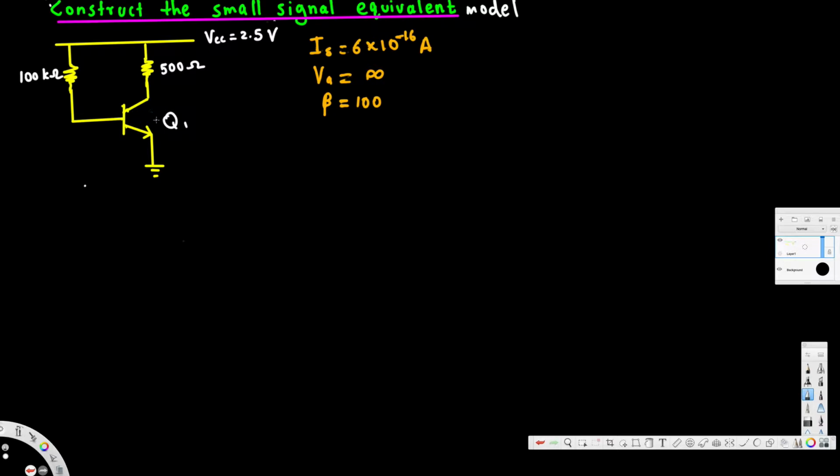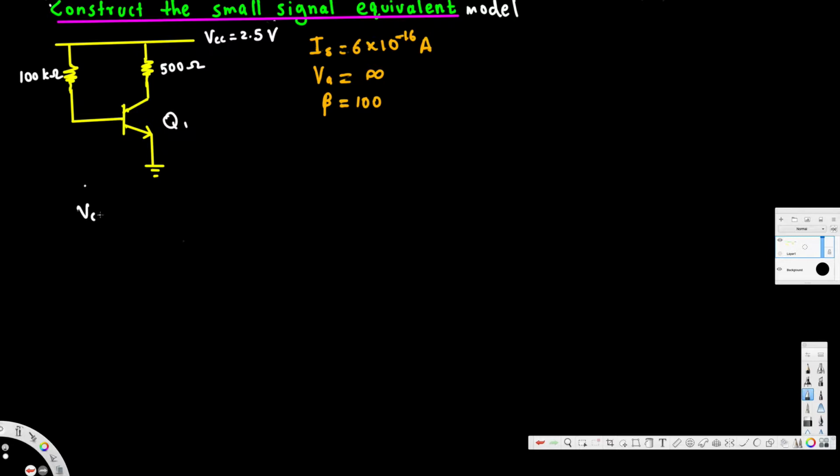First of all, we have to calculate IC and also transconductance and also Rπ, because when we transfer this one we are going to have those things. So let's go ahead and calculate them one by one. Now first I'm going to calculate IC.